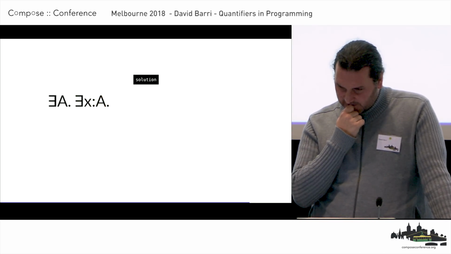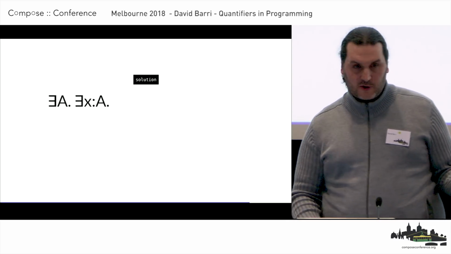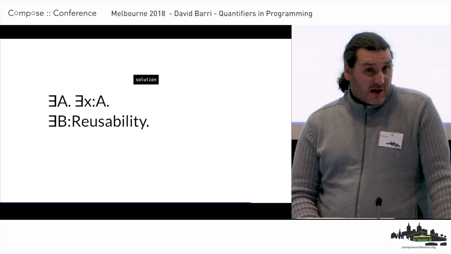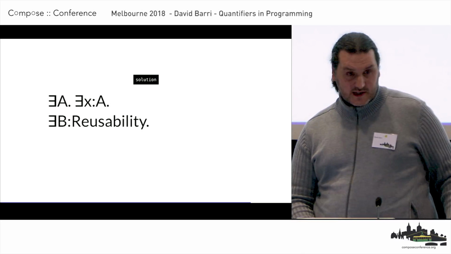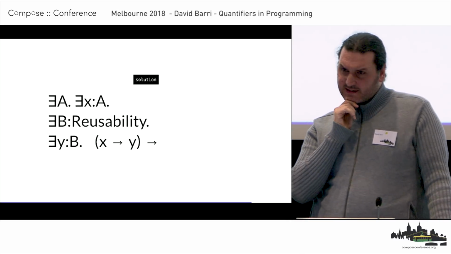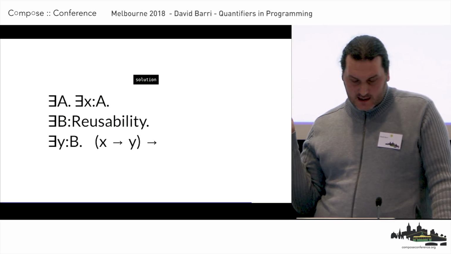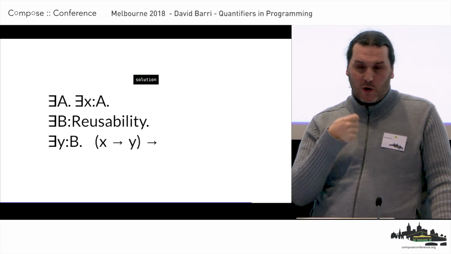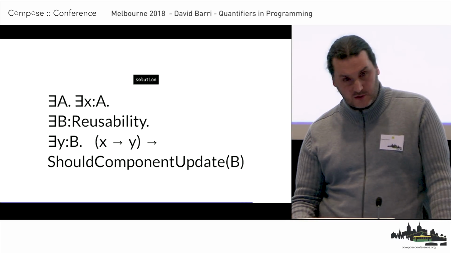So, how do we solve this? We'll start from the same starting point. So, we've got the term. We know that reusability needs a type. So, okay, let's introduce one. We'll just say there exists a type B such that it has reusability. Now we're going to say there exists a value Y of type B. And then, if we have a function that can take an X of type A into a Y of type B, then we have should component update for type B.